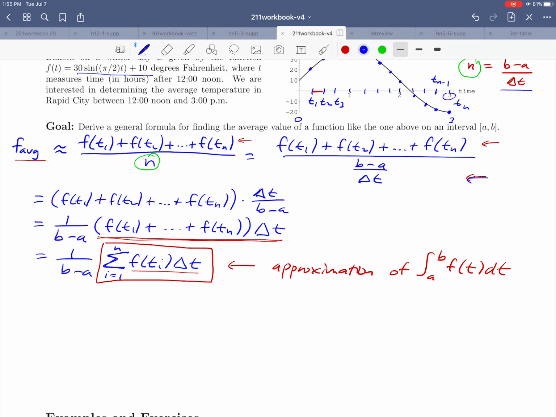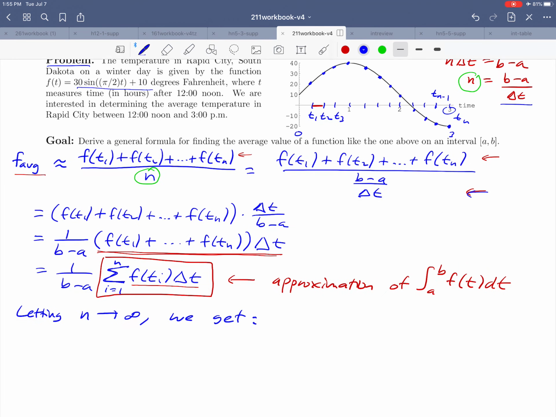So here's our comment. Letting n approach infinity, what's going to happen is that we have more and more temperature readings. This delta t that you see up here is going to get smaller and smaller, and in the limit, that sum that we wrote out above is going to turn into an integral. And so here's what we get. The average value of our function is going to be equal to 1 over (b minus a) times the integral from a to b of our function.